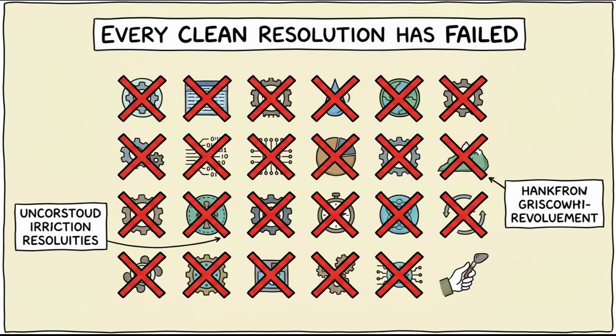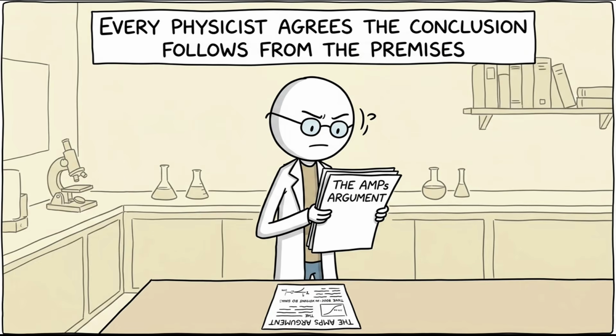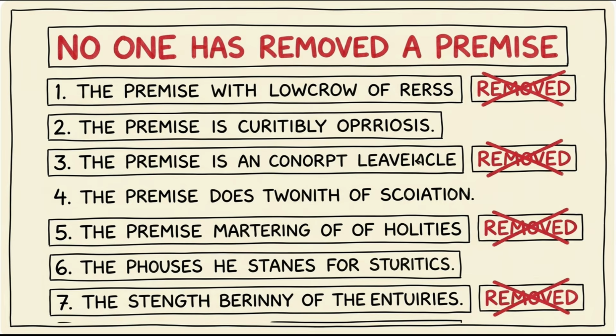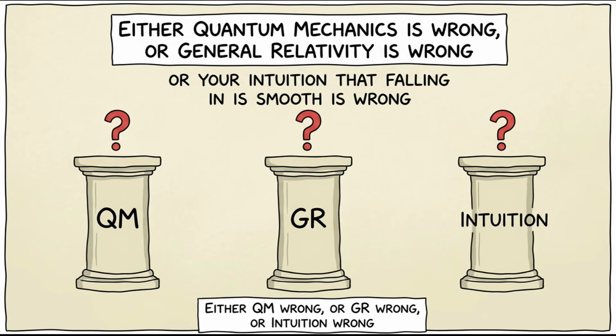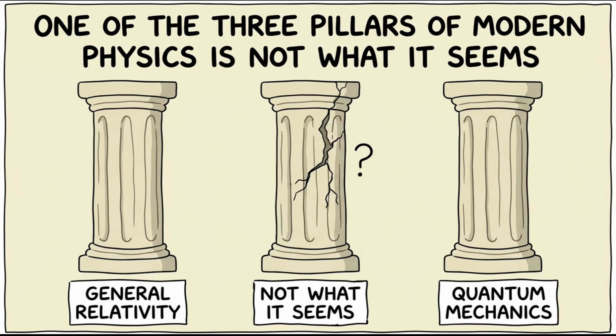Every clean resolution has failed. Every physicist who reads the AMPS argument agrees the conclusion follows from the premises. No one has removed a premise. Either quantum mechanics is wrong, or general relativity is wrong, or your intuition that falling in is something that happens smoothly is wrong. One of the three pillars of modern physics is not what it seems.